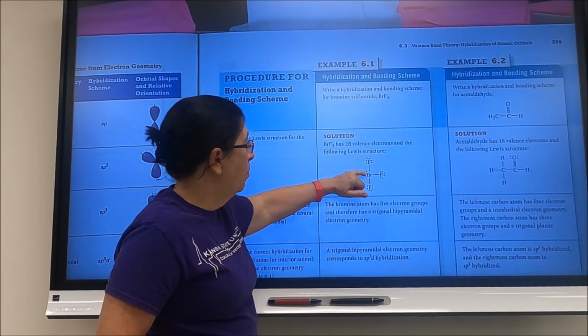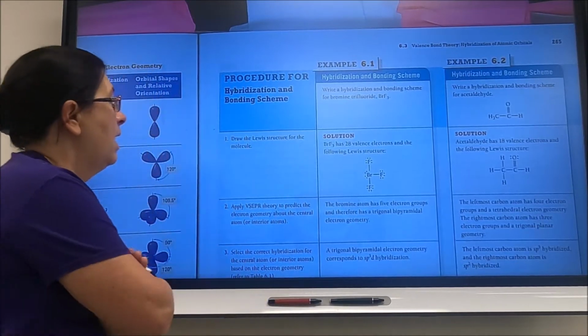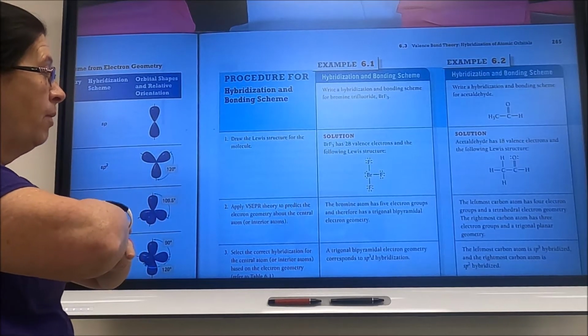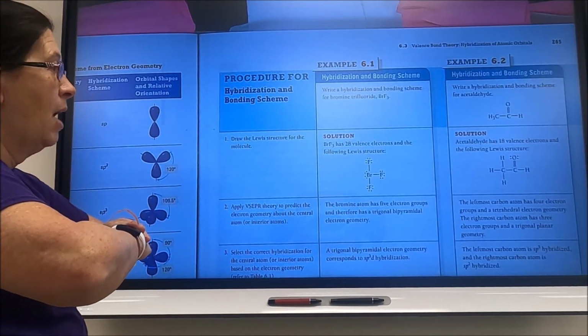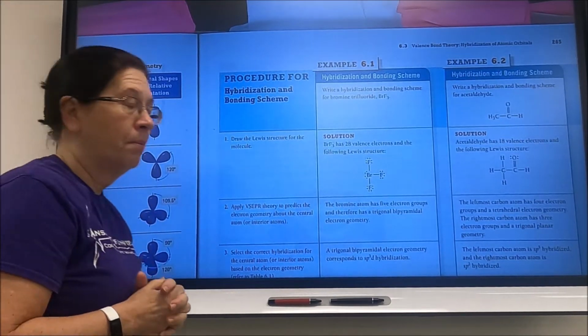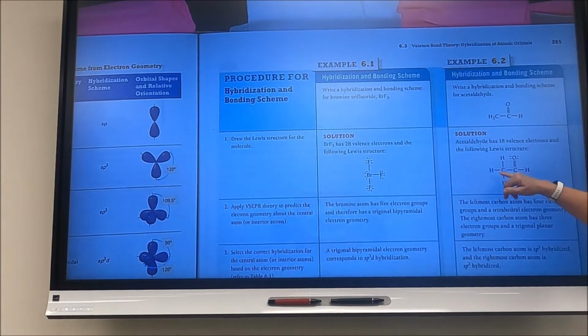So each one of these bromine-fluorine bonds is made by overlapping an sp3d hybrid orbital from the bromine with a p orbital from the fluorine. And they're all the same. If we look at CH3COH, this carbon has 4 electron groups around it, so it's sp3 hybridized, and it's overlapping with a 1s orbital from hydrogen. So it's a 1s-sp3 overlap.